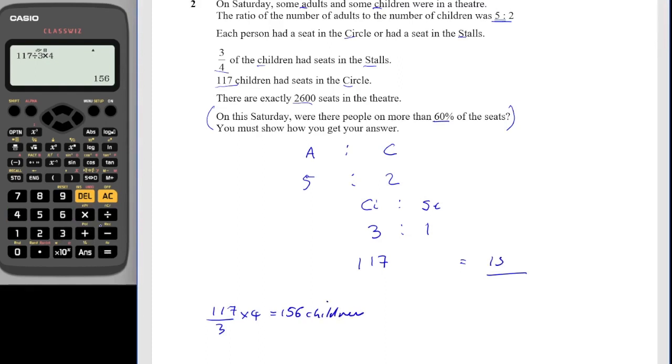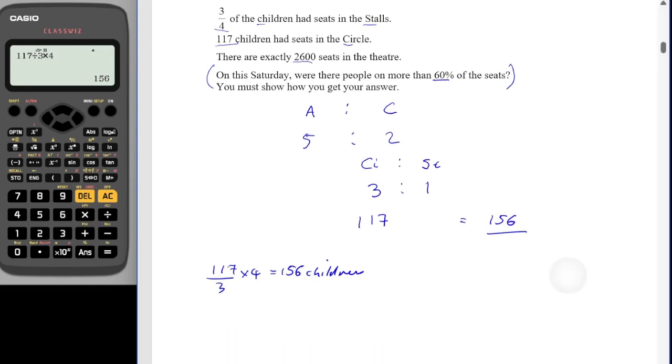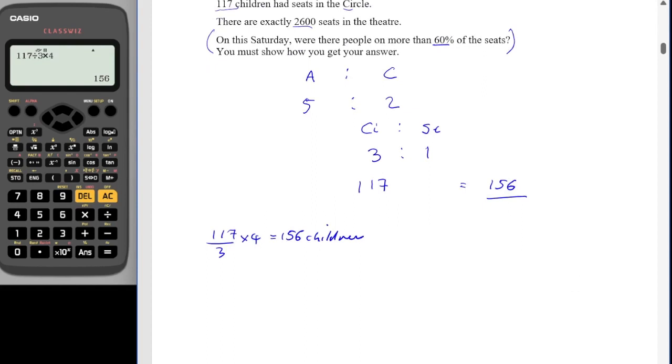So that's 156, and the children represent 2/7 of the total amount. So the total is going to be 156 divided by 2 times by 7 to find out the total. So 156 divided by 2 times by 7 gives us a total of 546 people.